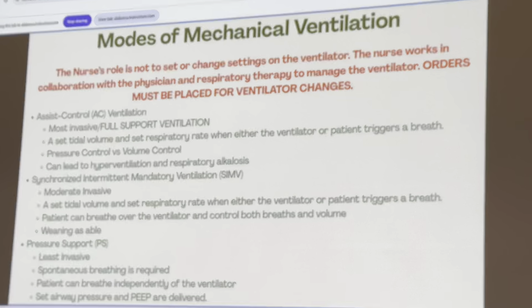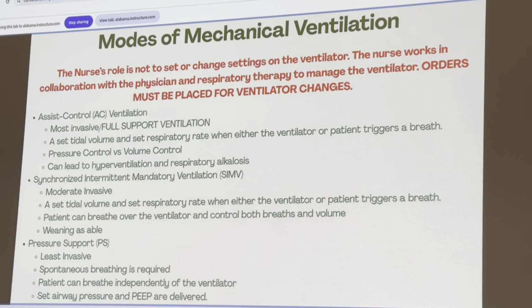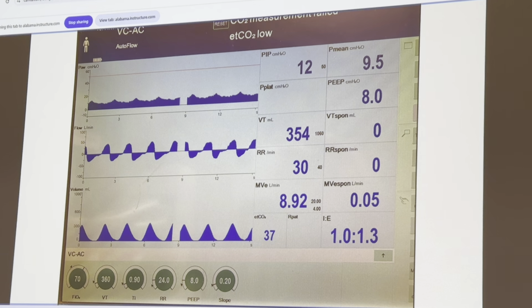For your modes of ventilation, we have 3 that we're going to focus on. There are way more options out there, but I want you to focus on the 3 on this slide right here, okay? Your top one, the one that's most invasive, is going to be assist control ventilation. Assist control ventilation goes into 2 subcategories. You can either have pressure control, assist control ventilation, or you can have volume control, assist control ventilation. You'll see that a lot of times on your ventilators. Up here at the top, it says VCAC, volume control, assist control ventilation, or you can see it down here at the bottom too.